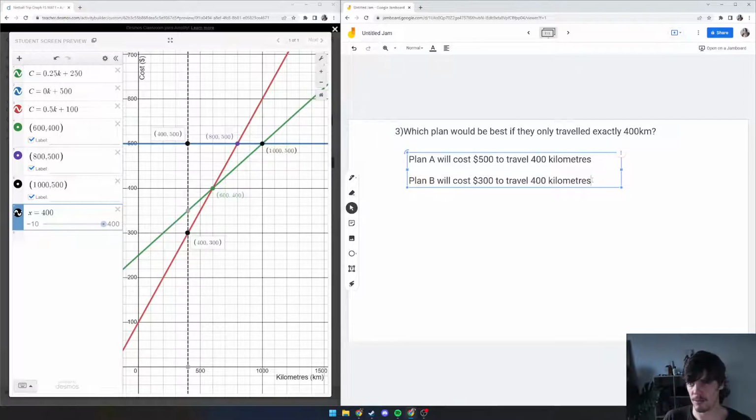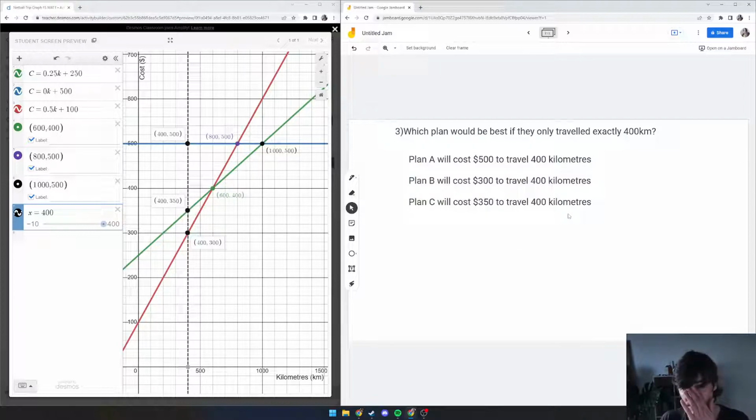Now I'll grab this, copy paste it, and do it again, and we'll have a look at plan C. Plan C is in green, so it's here. So 400 kilometers is $350. So I'm going to write $350.